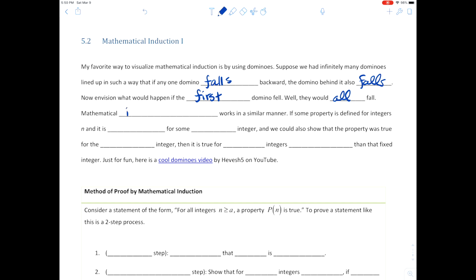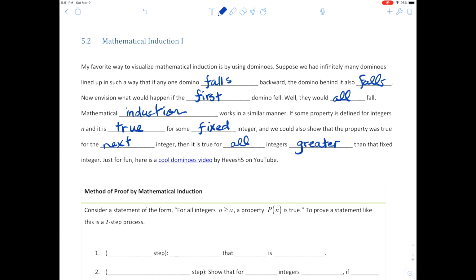So mathematical induction works in a similar manner. If some property is defined for integers n, and it is true for some fixed integer, and we could also show that the property was true for the next integer, then it is true for all integers greater than the fixed integer.